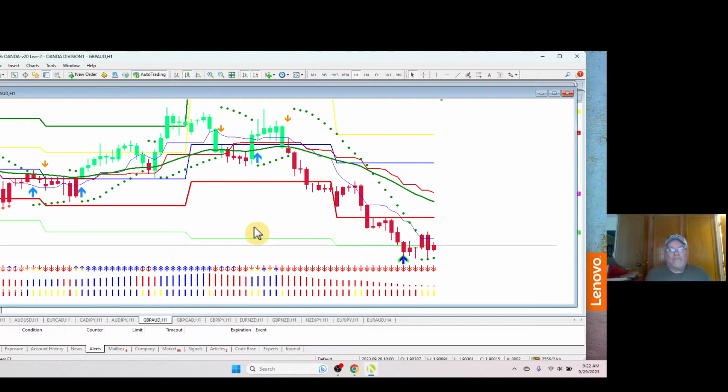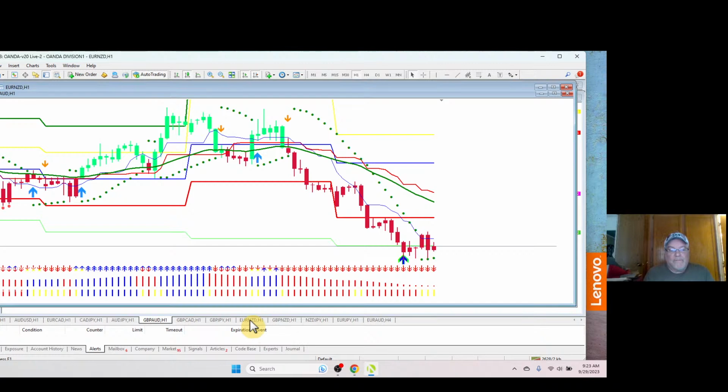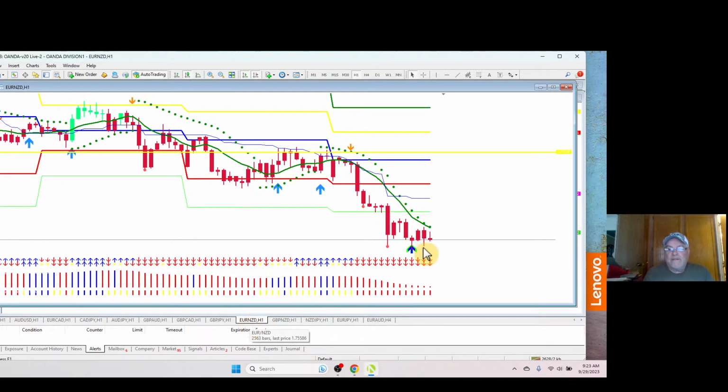So keep an eye on that. Kind of follow the same thing. Gotta keep an eye on our trades. The pound Aussie is trying to move up a little bit. Euro New Zealand is now trying to come down. Less than 7 minutes till the open.